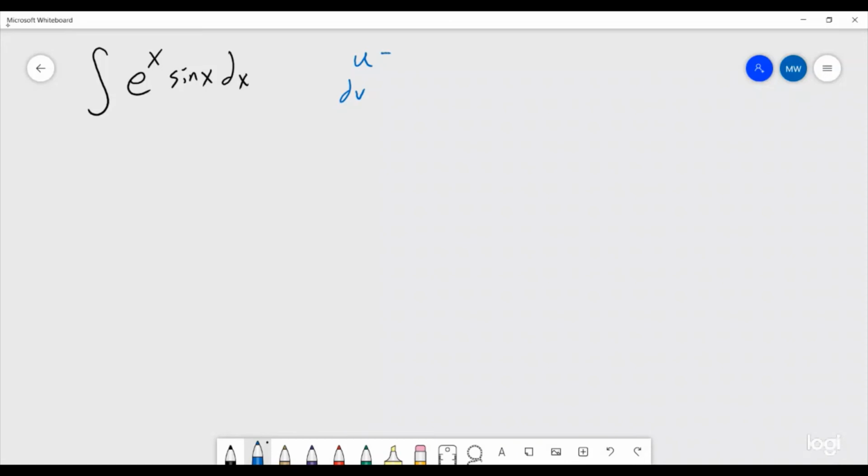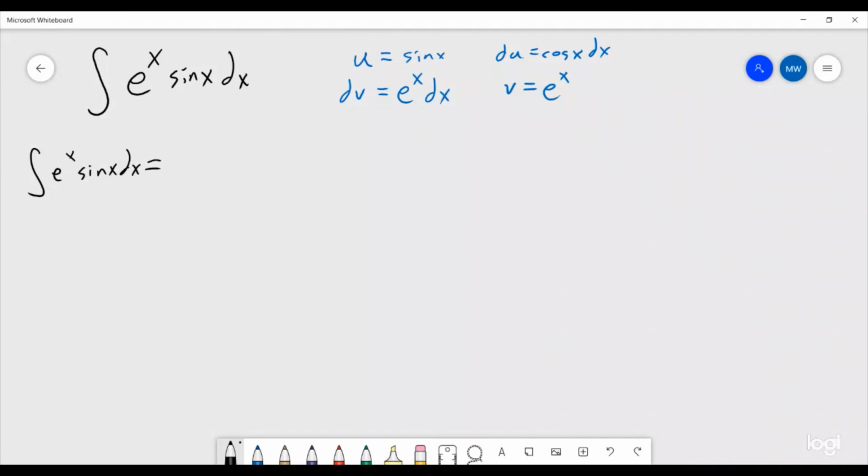And dv, well, let's pick dv to be e to the x dx, because that is always going to give us v is equal to e to the x, so that's the easiest one to integrate. And then that means that u is equal to sine x, so the derivative of u is just going to be cosine x dx. So that means that the integral of e to the x sine x dx is equal to uv, e to the x sine x, minus the integral of v du.